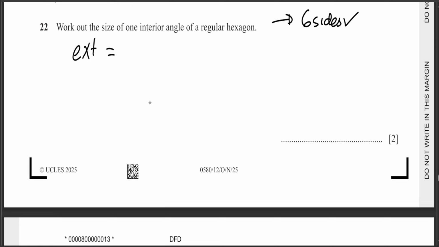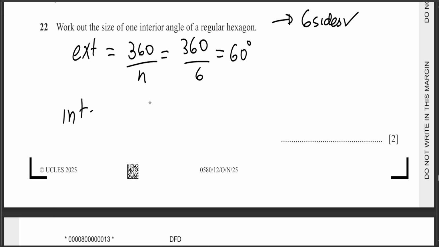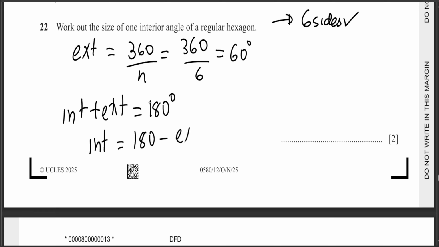Okay, so to get the exterior angle, you normally take 360 divided by n, the number of sides. So you take 360 divided by 6 and you'll get 60 degrees. Now interior plus exterior is normally equal to 180. So if you want to get the interior only, you take 180 minus the exterior. So I'll take 180 minus the exterior, which is 60, and therefore I'll get 120 degrees.